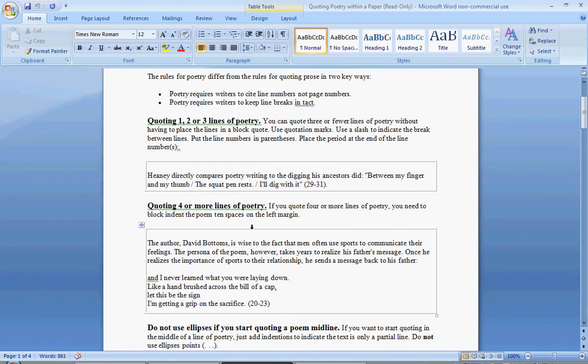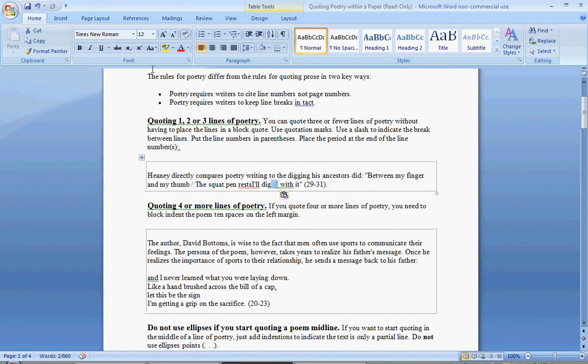You have to put that in there when you're quoting lines of poetry, because otherwise it looks like it's just a regular quote from a regular article or something like that, and it's not what that is. So you have to include these little hash marks right here. So again, between my finger and my thumb, hash mark, that denotes the end of line 29 and the beginning of line 30. The squat pen rests, and then the hash mark, that denotes the end of 30 and the beginning of 31 here as well.